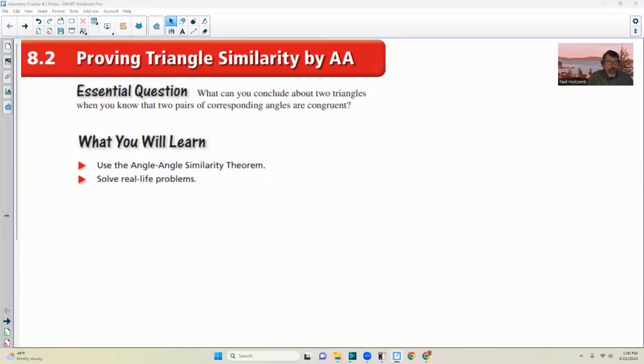Okay, this is chapter 8.2, proving triangle similarity by AA, angle. Essential question: What can you conclude about two triangles when you know that two pairs of corresponding angles are congruent? What will you learn? Use the angle similarity theorem, and you will learn how to solve real-life problems. All right, so let's take a look.